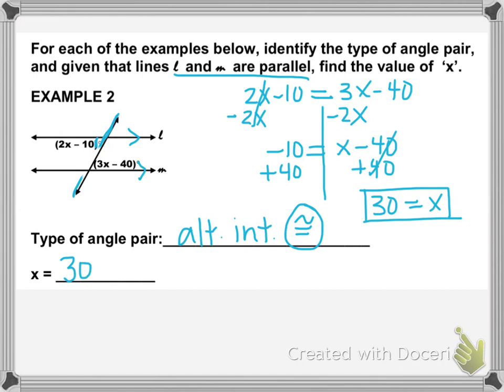Now I could go a step further and plug it into either of those angle measures and find their measures, and then from there I can find any other angle measure.